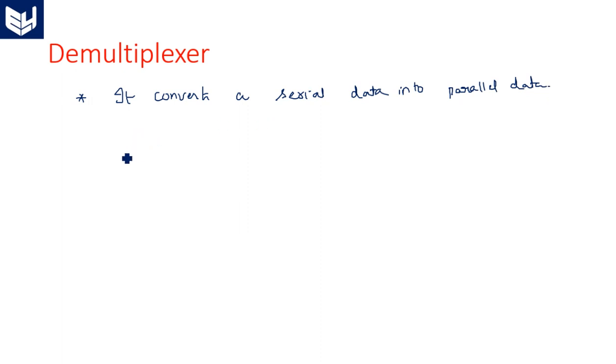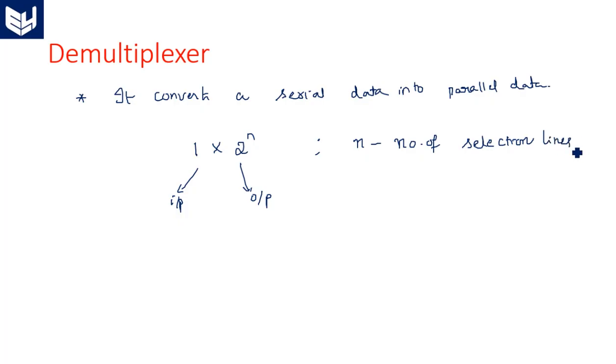Now what is the size of the demultiplexer? Size of a demultiplexer is represented by 1/2 power n. That means it is having one input which can be sent to 2 power n number of output lines, whereas the particular output line can be selected by n number of selection lines, where n represents the number of selection lines.